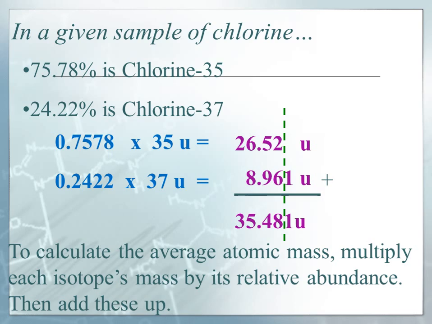Rounding off properly for sig figs, we would cut our answer off at the hundredths place, and therefore your final answer for the average atomic mass of chlorine is 35.48 AMU.